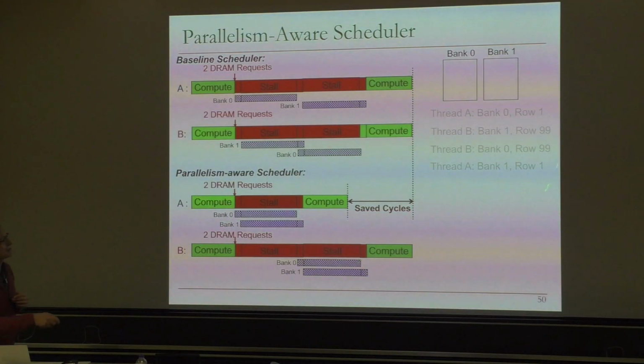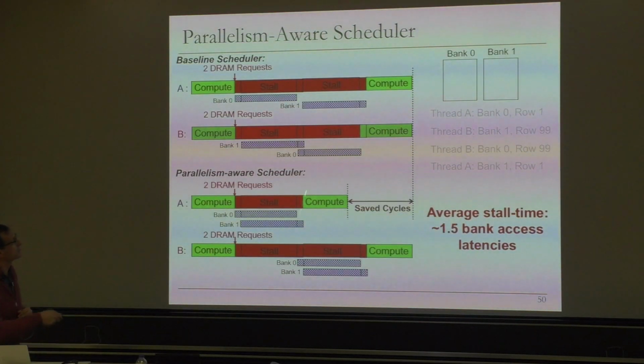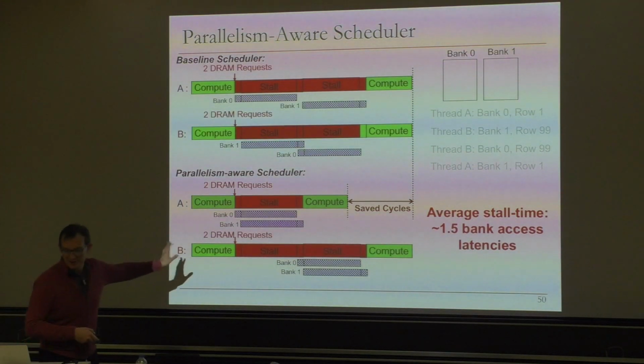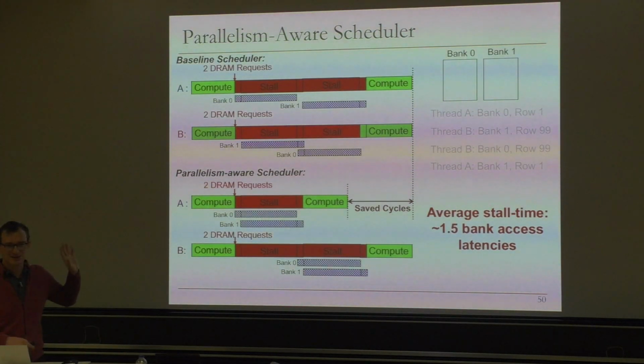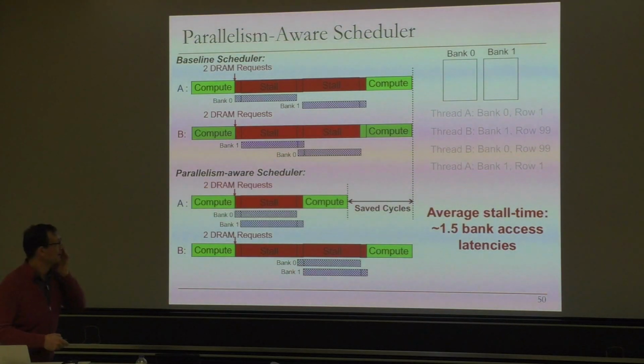That didn't really lose anything. You just reordered the request to maximize the parallelism of thread A. So thread A is going much faster, whereas thread B didn't lose anything. So it sounds like an overall win in terms of system throughput, right? And that's the idea over here. The average stall time is now 1.5 bank access latencies as opposed to 2 bank access latencies. So that's what a parallelism-aware scheduler would do. Does that make sense? This is, of course, a simple example. More complicated examples are coming, and even more complicated examples are in the paper.